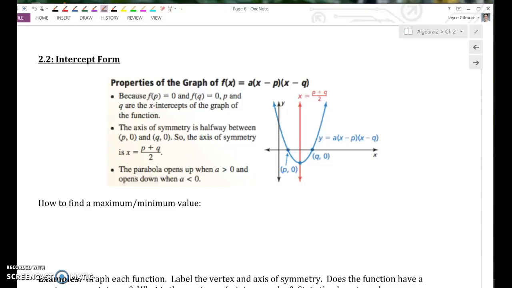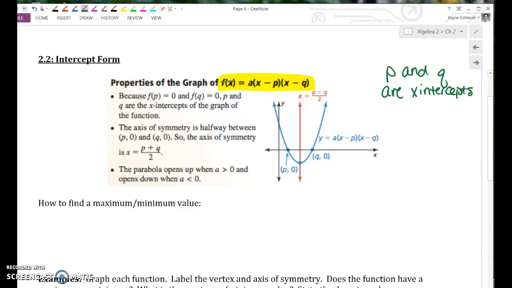Today we're going to learn how to graph in intercept form. Intercept form is this form written right here. In this form, the P and the Q are the x-intercepts. So I know it says that somewhere in these bullet points, but you may want to write out to the side that P and Q are x-intercepts.